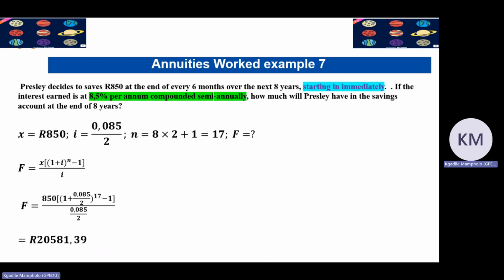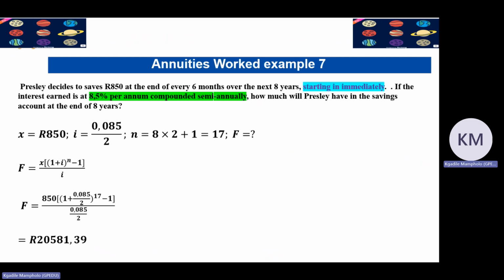So we'll have to first convert our time to semi-annuals. That is where you say 8 times 2, which is 16. We say plus 1. So why do we say plus 1? Because it started immediately. Meaning that in the first half of the year, Presley made 2 payments and continued to make 1 payment at the end of every semi-annual. Then the N will be 17 in this case.